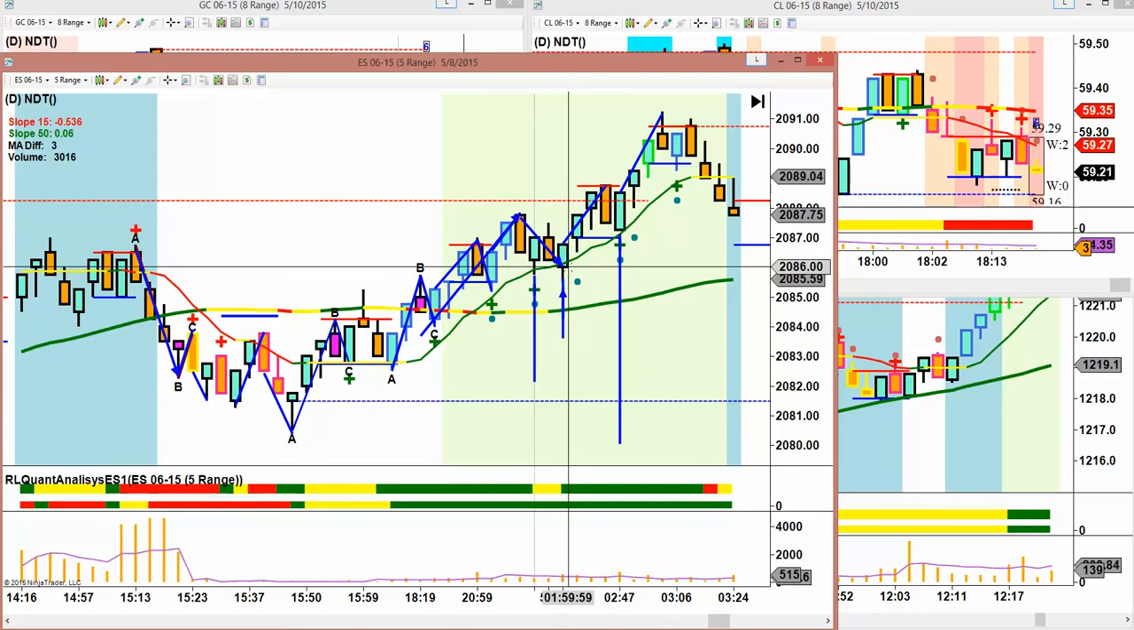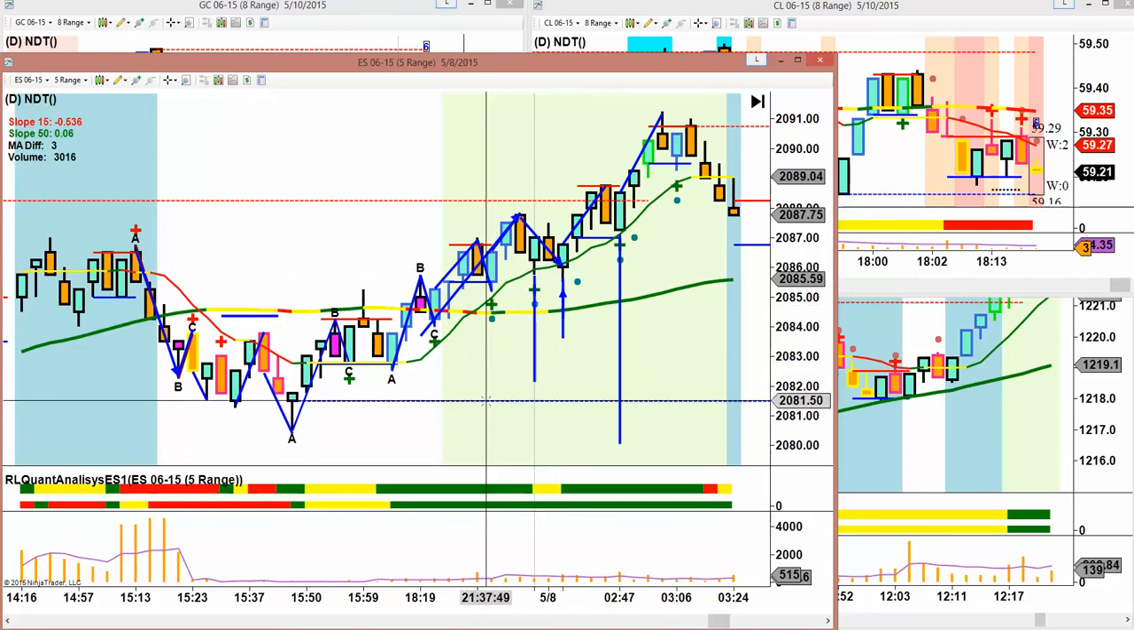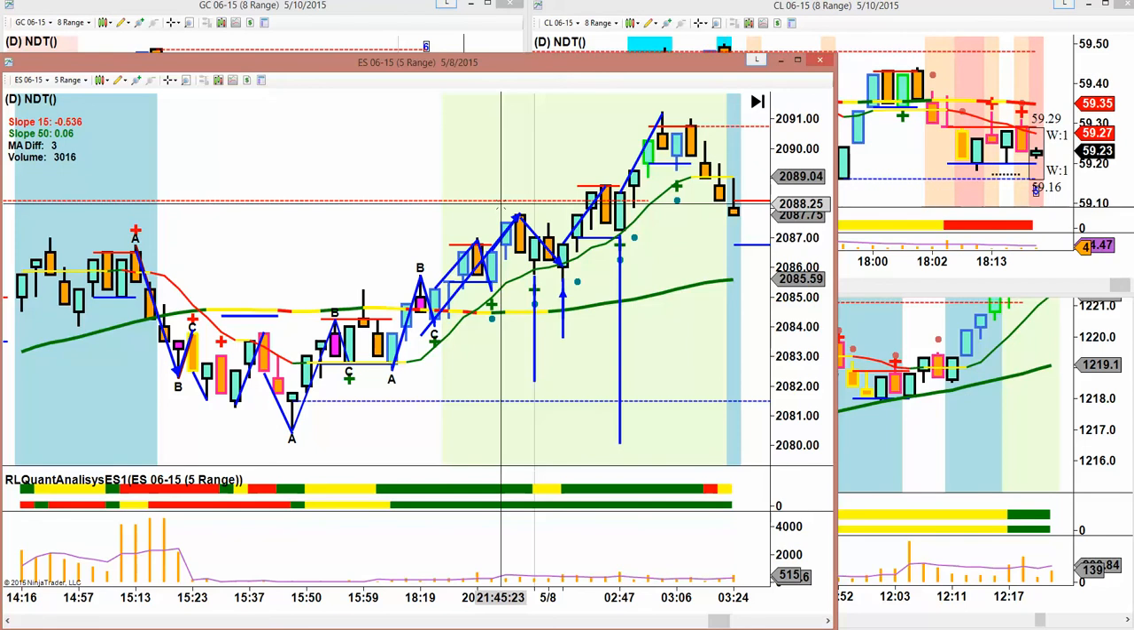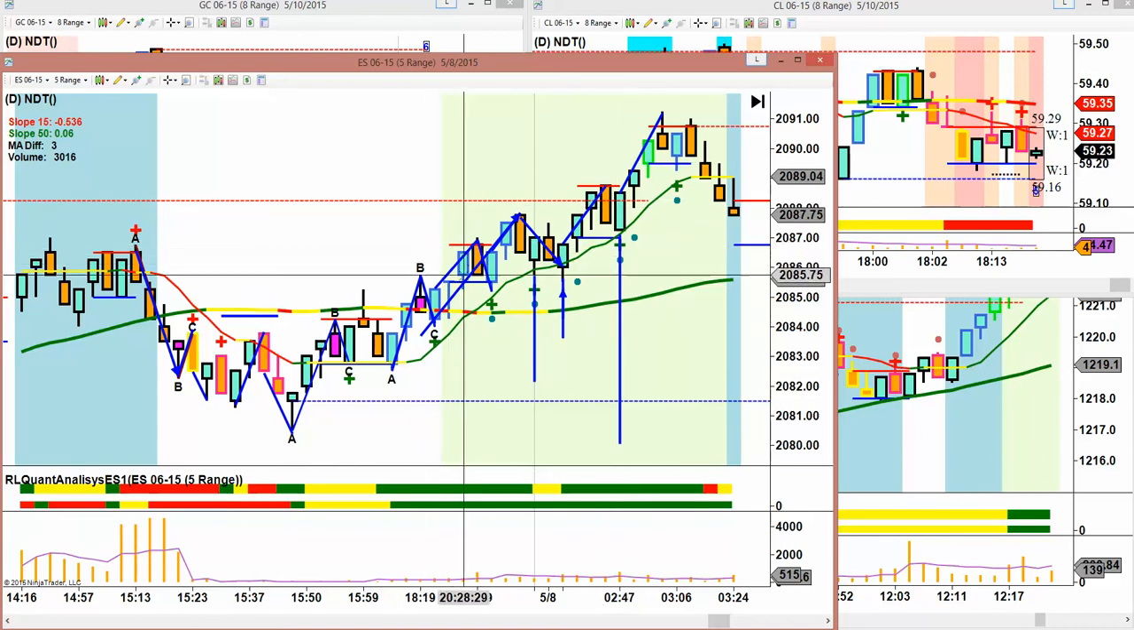The red and blue dotted lines here are pivots, and they're broken by a 2/3 candle close. Okay, the red and blue dotted lines. These lines here.